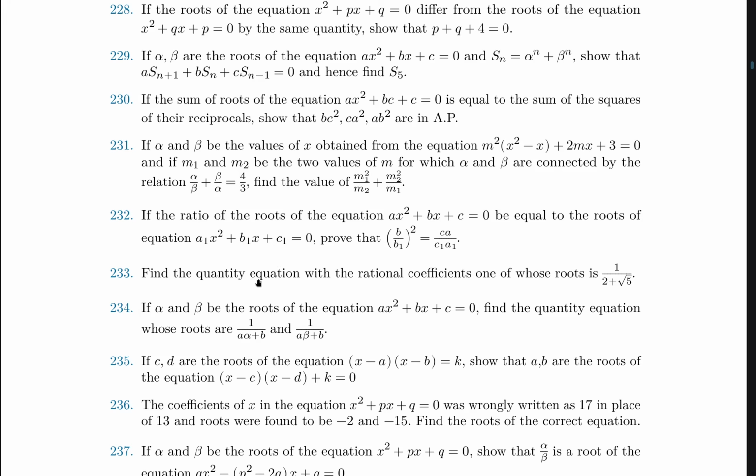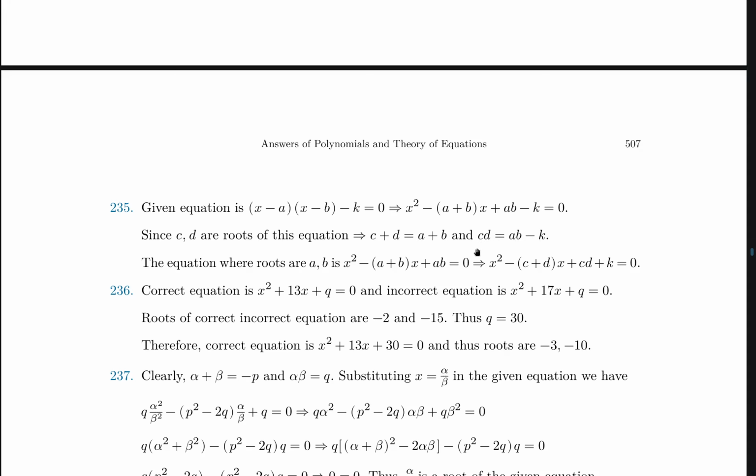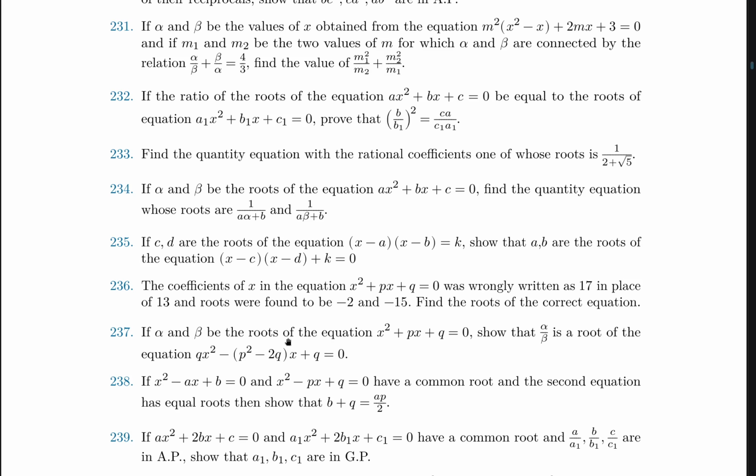So ab becomes cd + k, and a + b is c + d. So the equation whose roots are a and b would be given by x² - (a + b)x + ab. We plug in the values of a + b and ab, and we get this equation as our required equation, which is this.